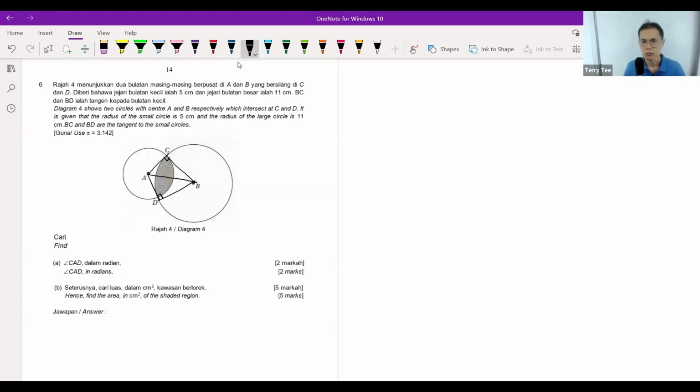So for me, I will redraw this bigger triangle for you to see. This is your CAB. Your AC is 5 cm. Your BC is 11 cm. You're finding angle CAD. CAD is the whole thing, so this is half of it. Maybe I just call this theta over 2. The whole thing is theta, let's say. Then CAB is theta over 2.